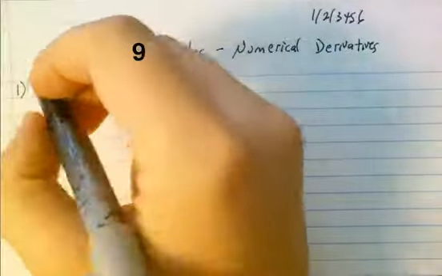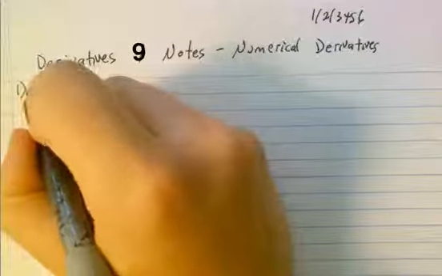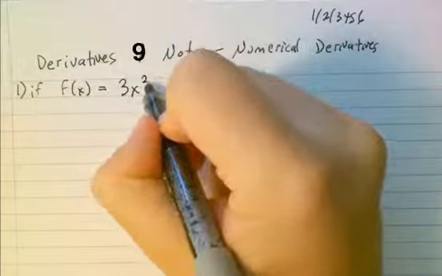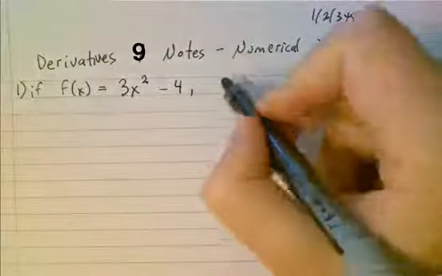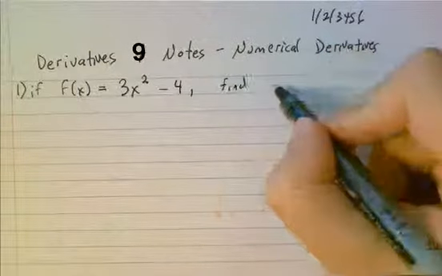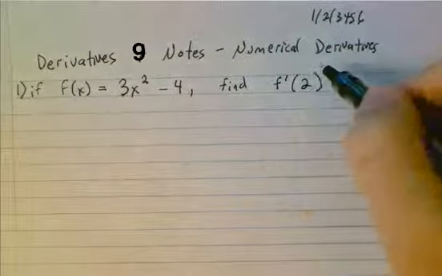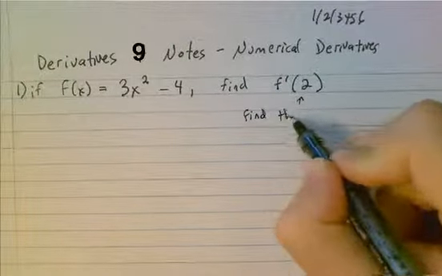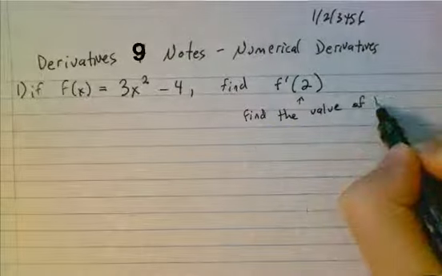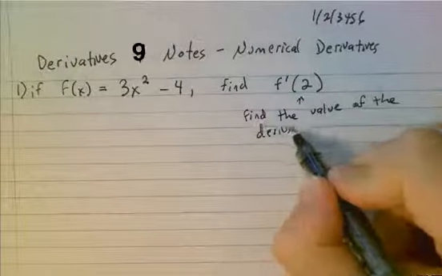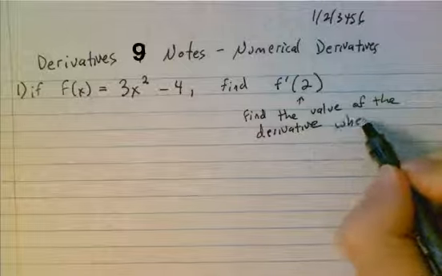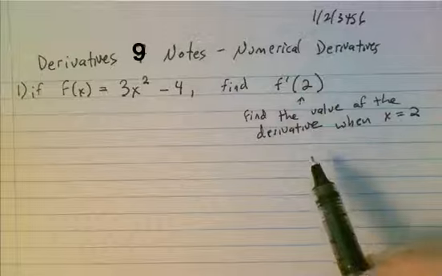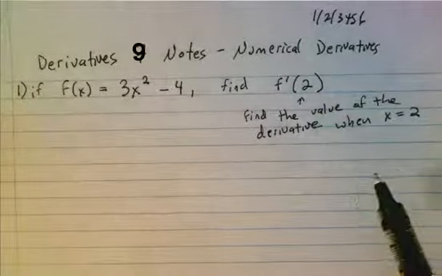Let's say our first problem is that we know that f of x is 3x squared minus 4, and we want to find f prime of 2. What this means is find the value of the derivative when x equals 2. Same idea as what we were doing in terms of trying to find the slope of the tangent line on a graph when x equals 2.